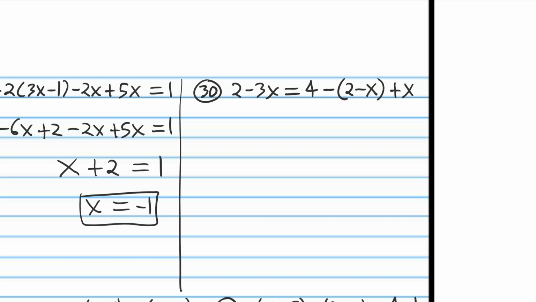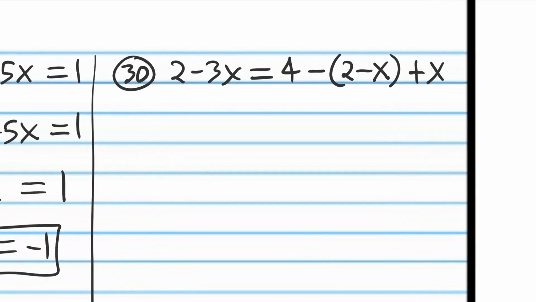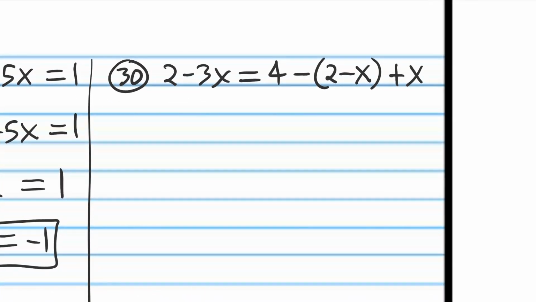Let's make a divider here. On number 30, go ahead and attempt number 30, and when you come back, we'll do it together. All right, we're back.